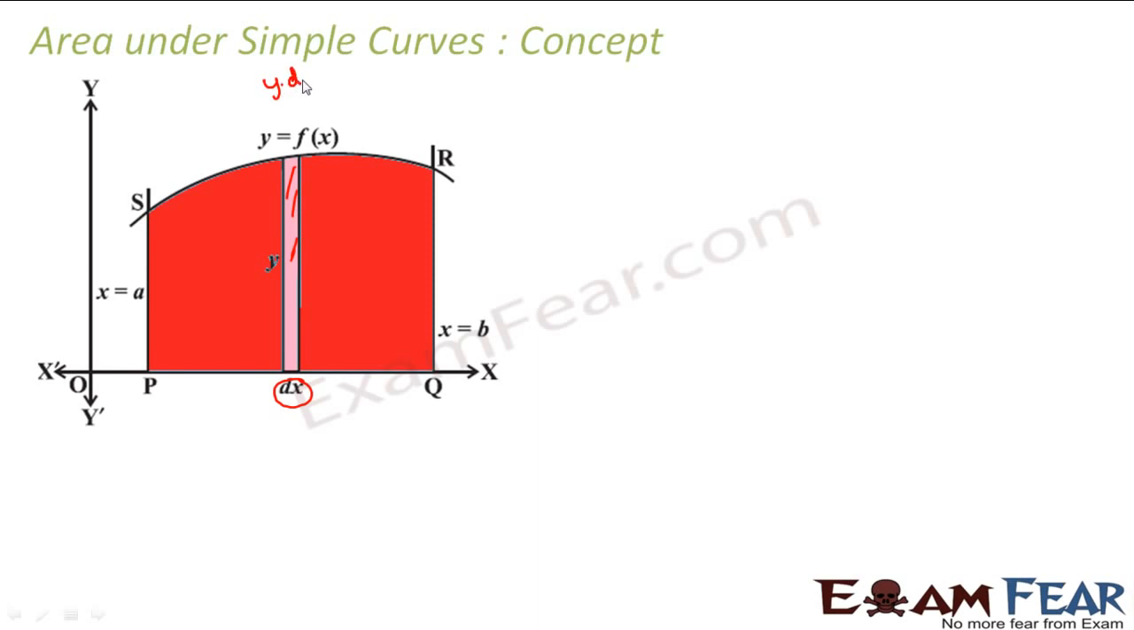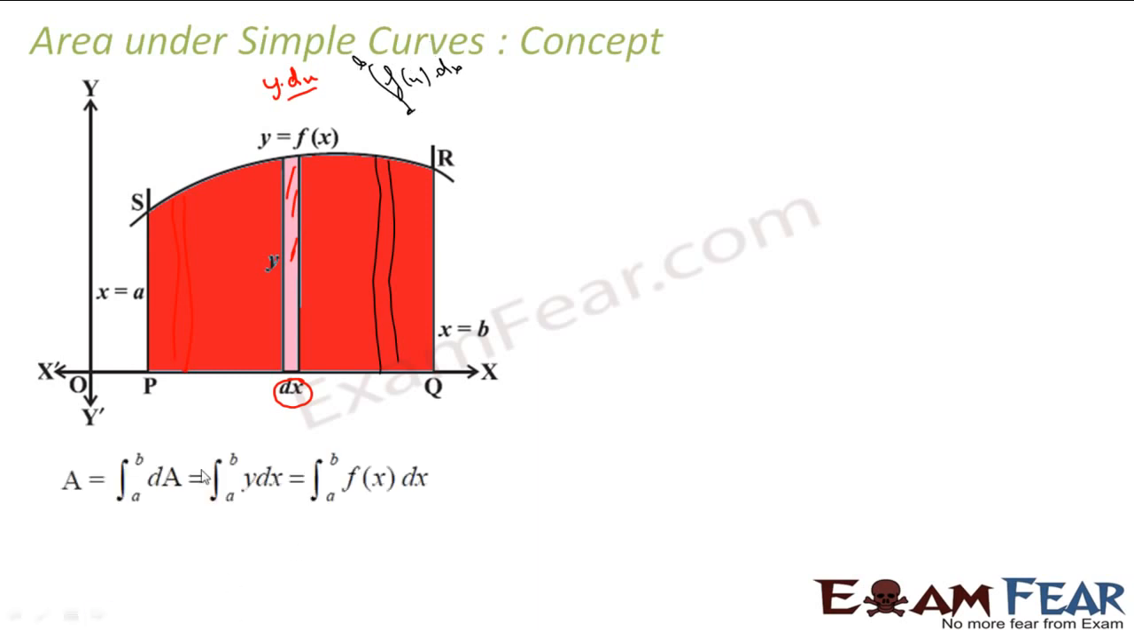y into dx, correct? And please note that y varies. If you take this strip here, the y is different. If you take this strip here, the y is different, right? So if you take different strips, the value of y is different, and y is nothing but f(x). So you can say the area is nothing but f(x) dx for this strip. Now you have so many strips, right? You keep changing the value of x from a to b and you get so many strips. So you do integration from a to b, and that is what you get.